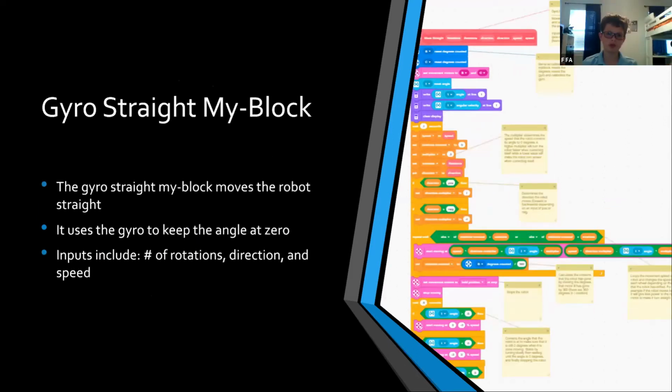The gyro straight My Block. The gyro straight My Block moves the robot straight. It uses the gyro to keep the angle at 0. Inputs include number of rotations, the direction, and the speed.